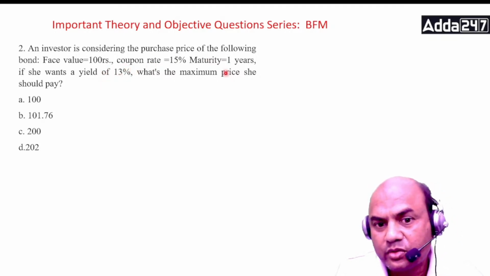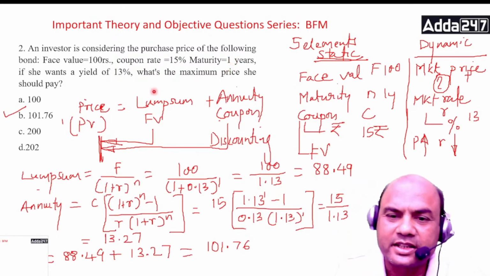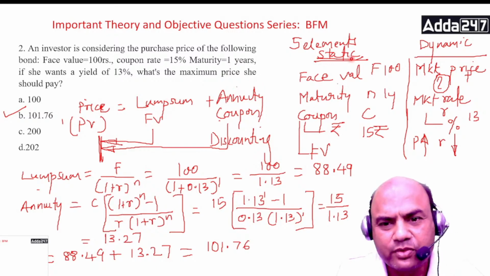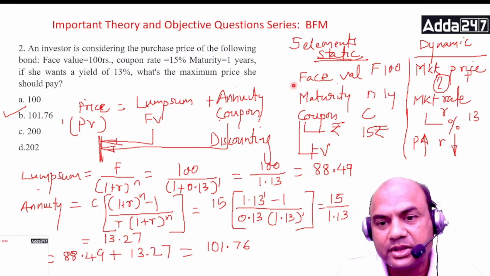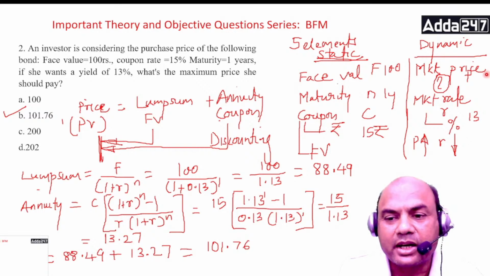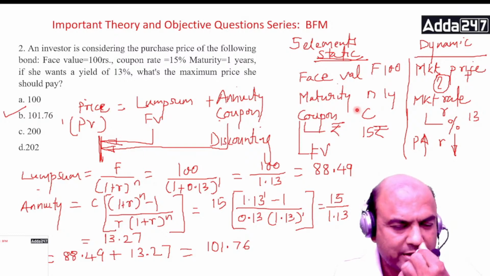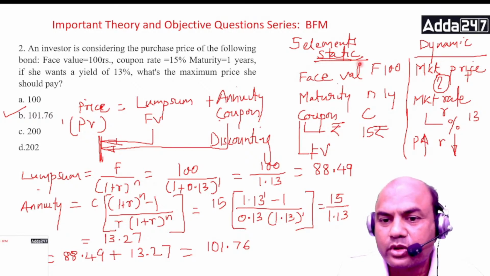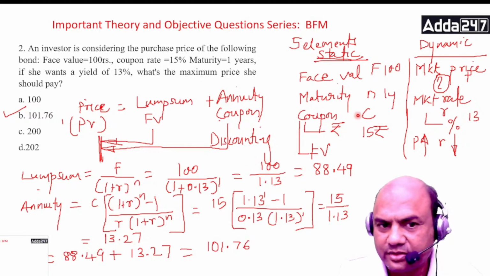So what is the price of the bond? See here, maximum price means what will be the price of that bond? Price of the bond is always lump sum plus annuity. Remember, bond has 5 elements. Face value, maturity, coupon. These are all static elements, they don't change. Dynamic means market price and market rate. These two change. So this is the overall picture of the bond, and in this, always one will be asked. So here now market price is asked. Remaining 4 things are given. Market rate is given, face value is given, maturity is given, coupon is given.